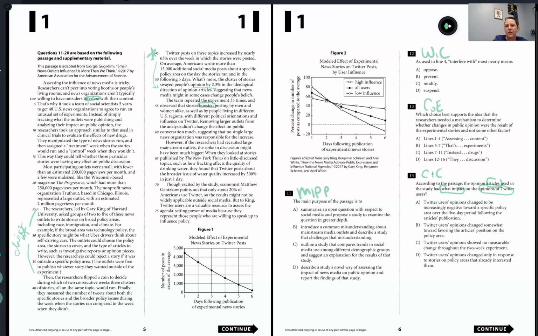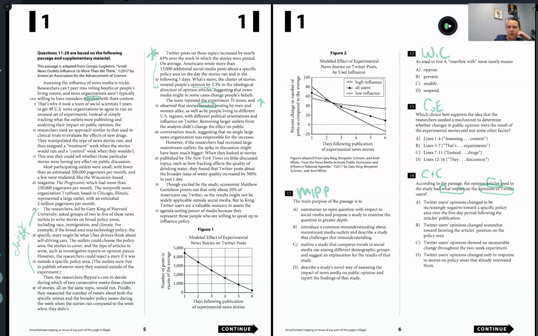The team repeated the experiment 35 times and observed that stories increased posting by men and women alike, as well as by people living in different U.S. regions with different political orientations and influences on Twitter. Removing large outlets from the analysis didn't change the effect on public conversation much, suggesting that no single large news organization was responsible for the increase. So that was that one large media outlet that they talked about. They must have taken it out of the results and viewed it separately and noticed that it did not make a change.